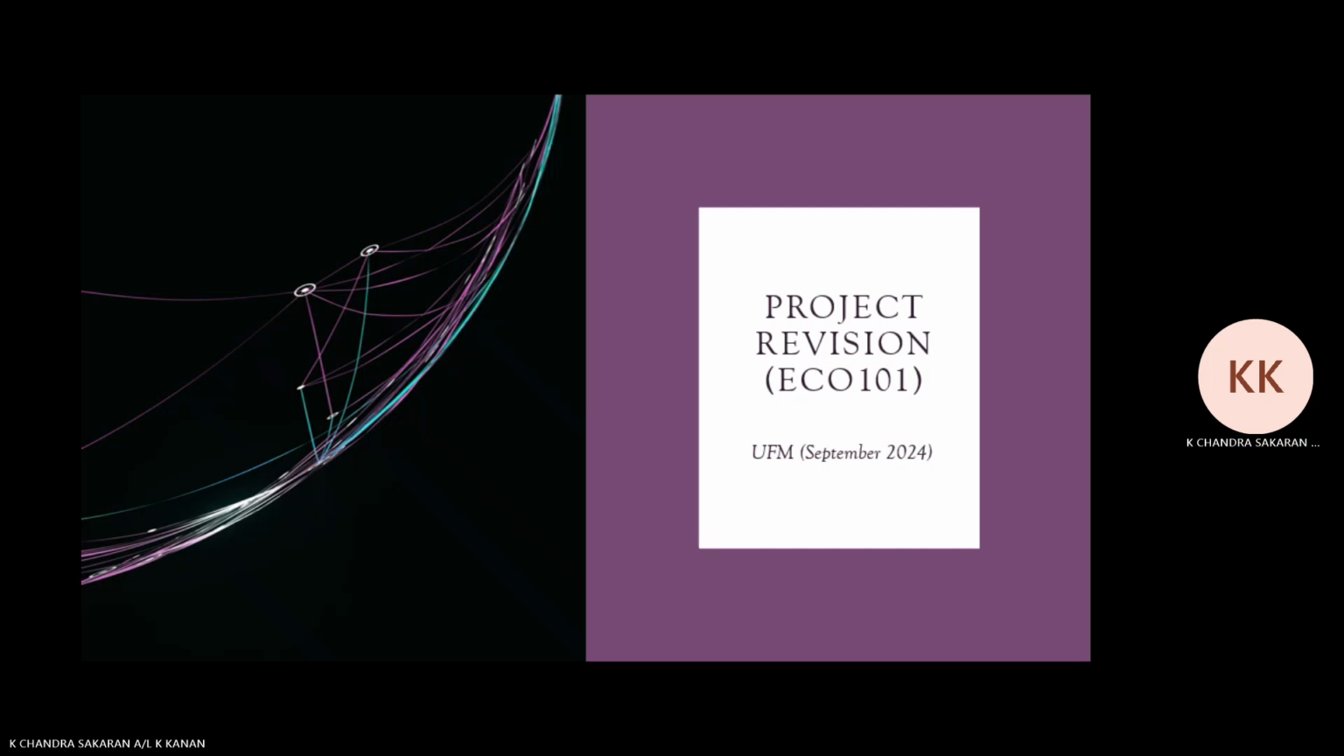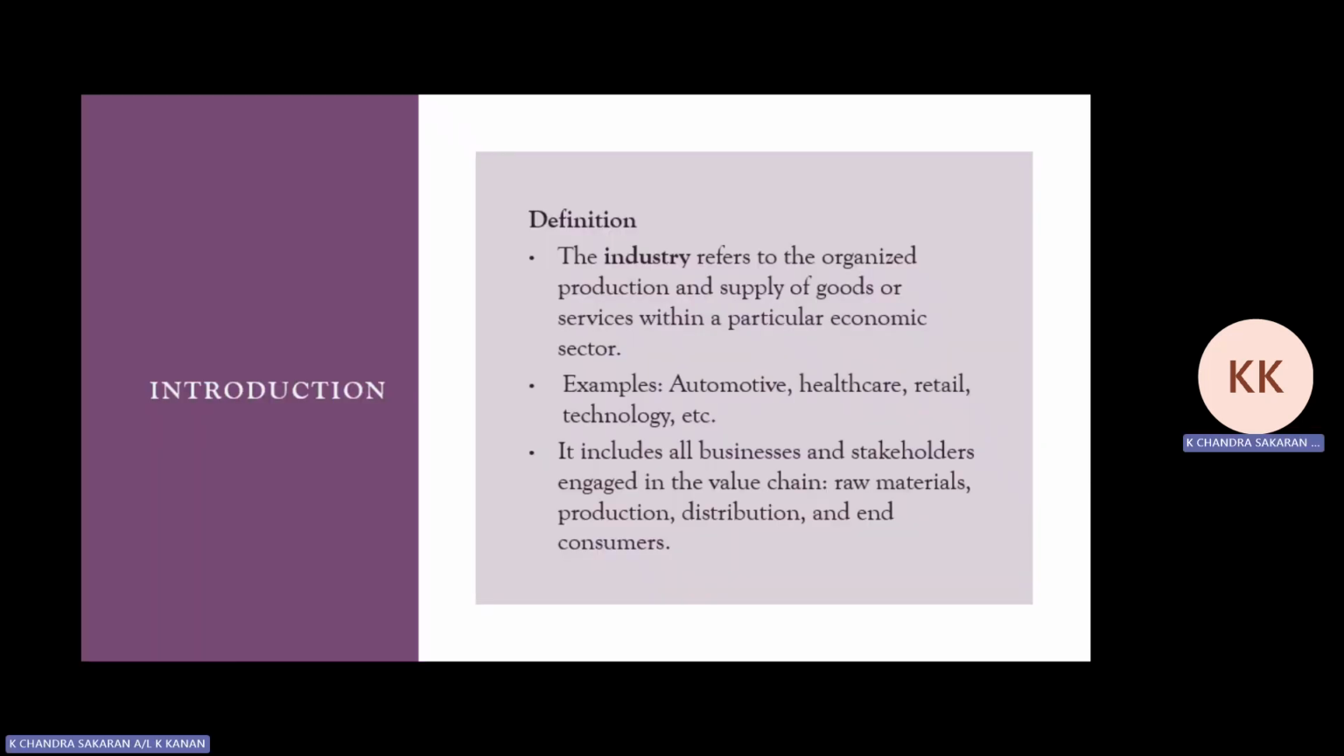What is that? Industry here refers to what? It refers to organized production and supply of goods and services within a particular economic sector. Examples of industry: automotive industry, car industry. You can choose healthcare industry. You can choose retail industry. Retail means people selling items, food. Technology industry, telecommunication industry, textile, health industry, automotive industry, housing industry, so many industries.